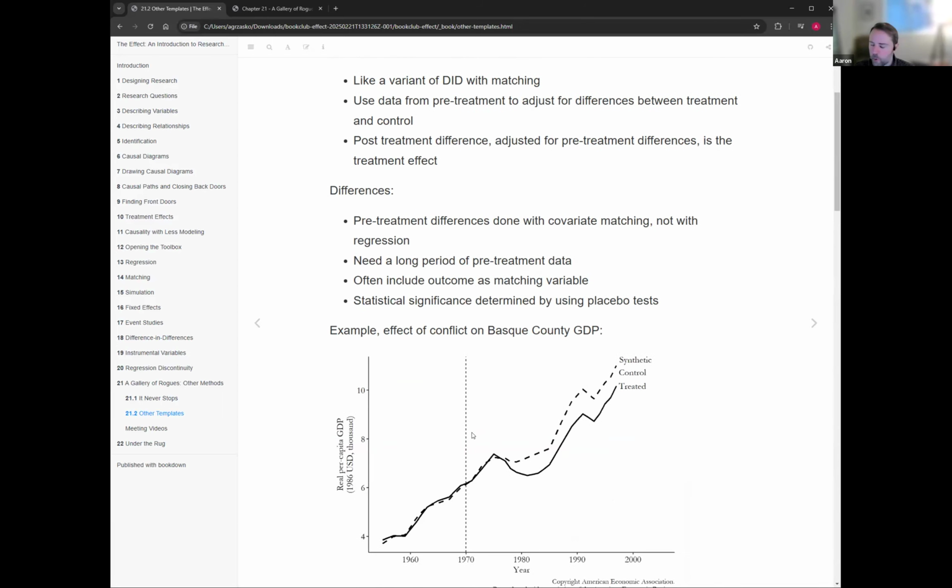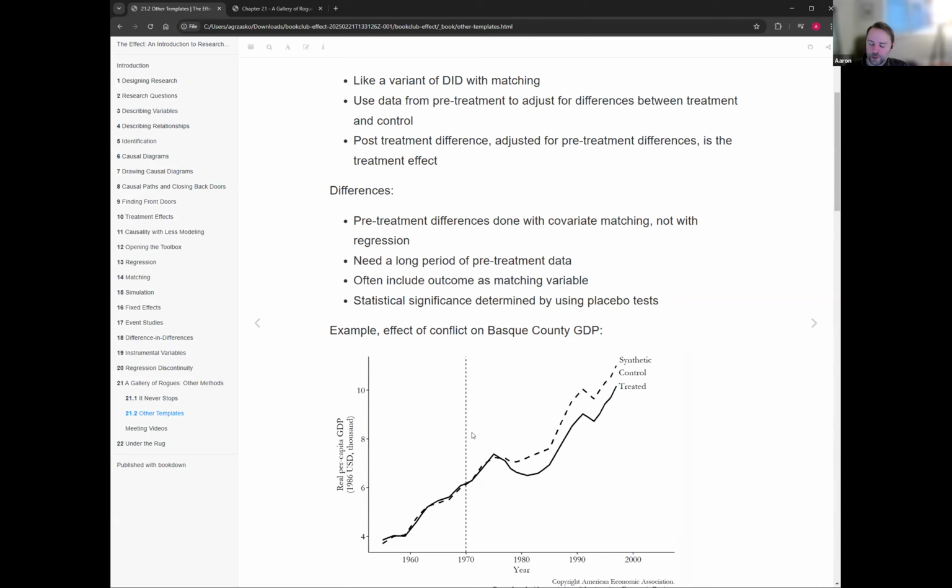And so, yeah, key points with this one is you are using covariate matching, not propensity score matching, which is done via regression. For this to work, you do need a longish period, which it didn't really go into detail about, of pre-treatment data. The matching that happens on the pre-treatment period typically includes the outcome variable itself. And I think we saw a couple other techniques that do that.